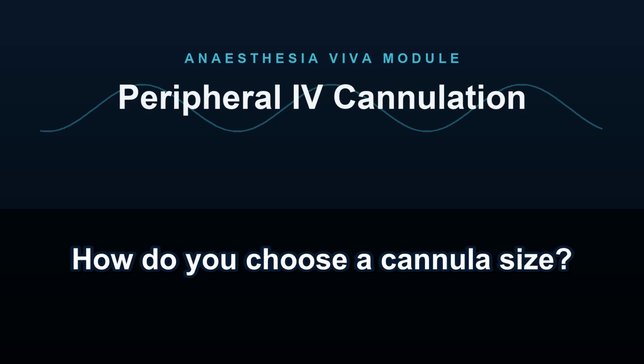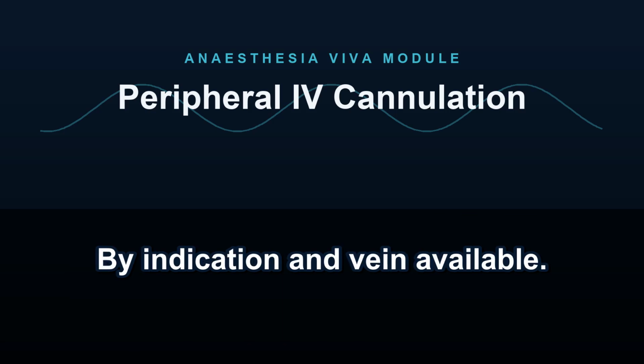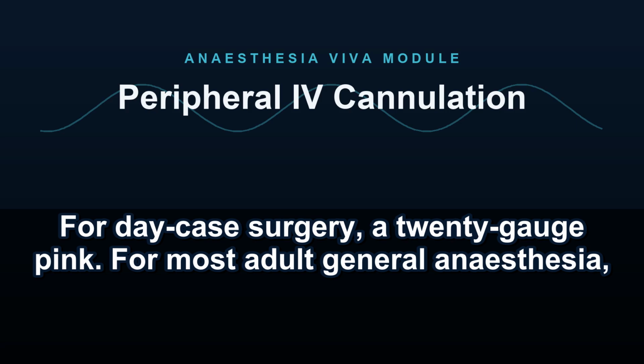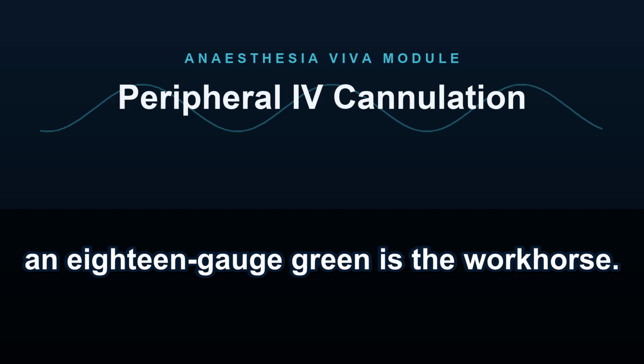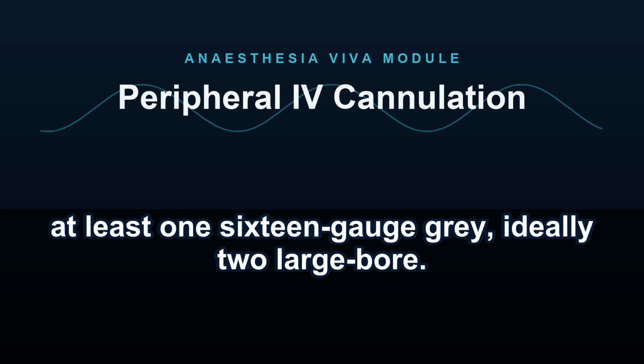How do you choose a cannula size? By indication and vein available. For day case surgery, a 20-gauge pink. For most adult general anesthesia, an 18-gauge green is the workhorse. For anticipated major hemorrhage or trauma resuscitation, at least one 16-gauge grey, ideally 2 large bore.